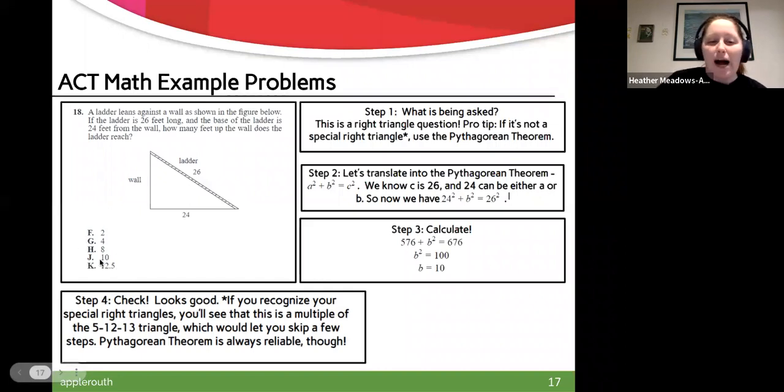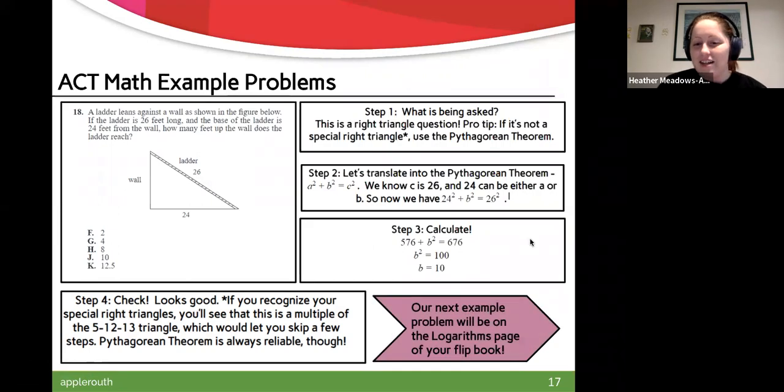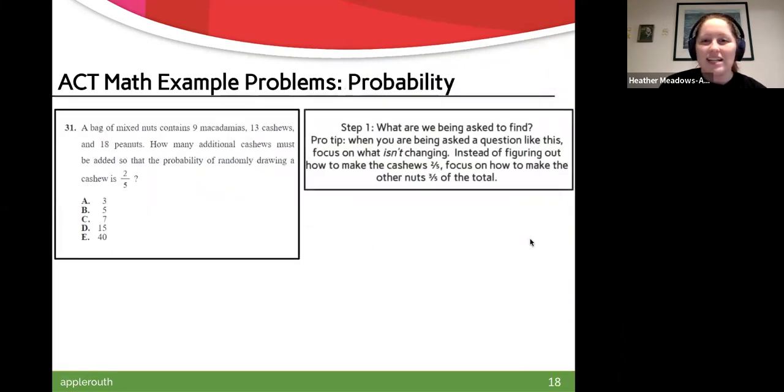Boom, J. There are some special right triangles that make this question a little bit quicker, but Pythagorean theorem is always reliable as well. All right. So probability, right? This is a little bit interesting.